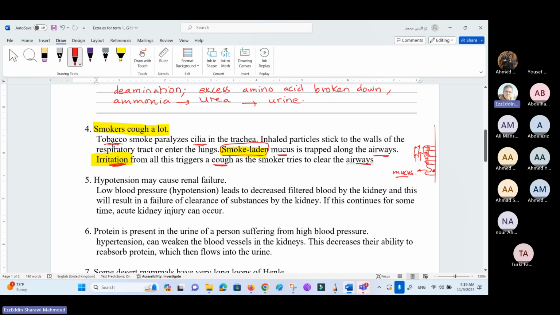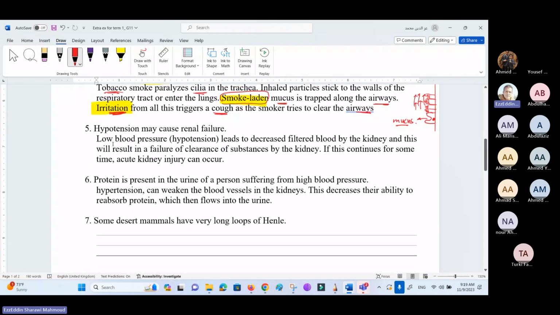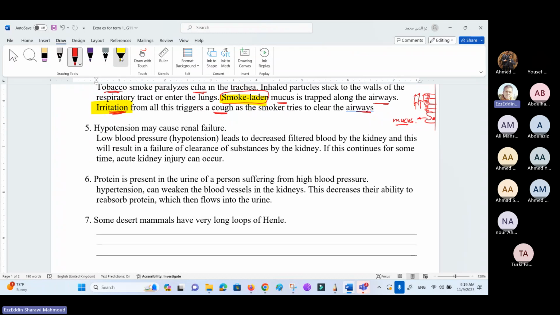Here are two opposite questions. Please pay attention. Number one, hypotension. Another one, hypertension. Again, hypo means low. Hyper means high. Hypotension means low blood pressure. It has a bad effect on the kidney.